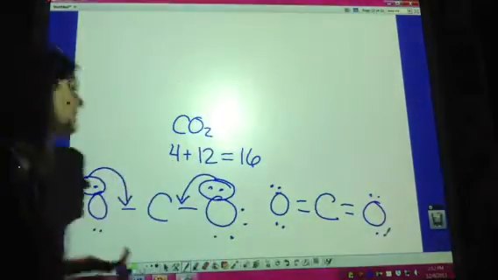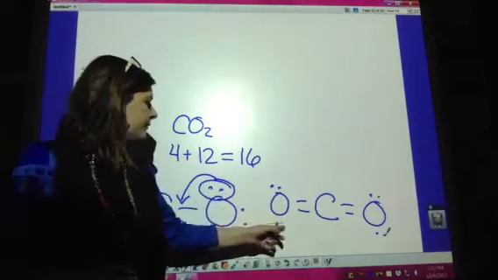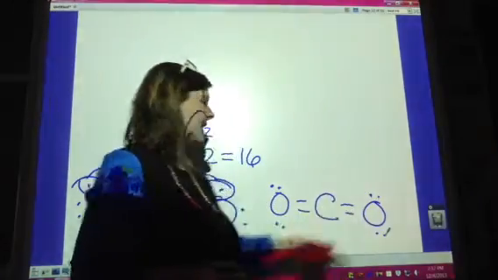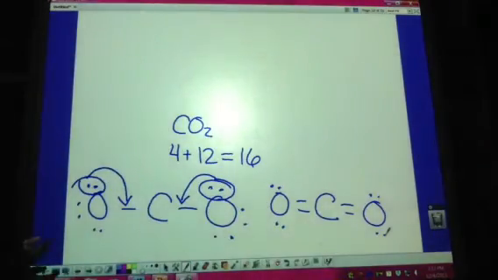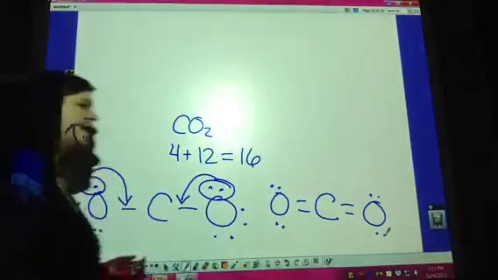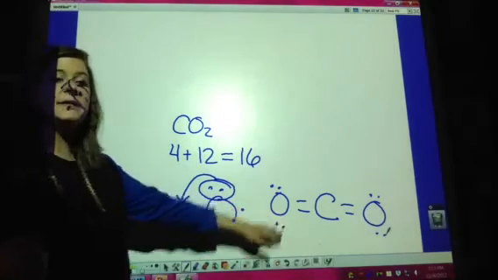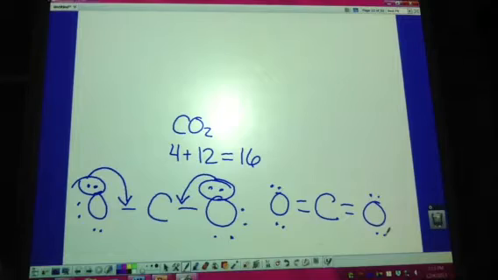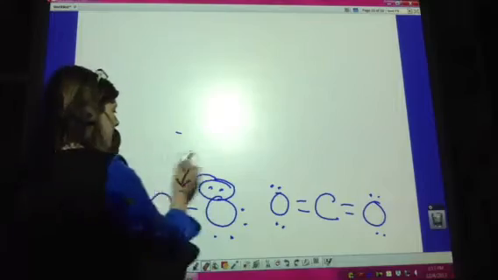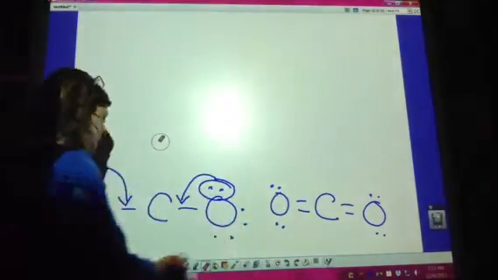Let's check this. In this case, oxygen has 1, 2, 3, 4, 5, 6, 7, 8. It has 8 around it. And the other, 1, 2, 3, 4, 5, 6, 7, 8. So I see that the oxygens have that stable octet. I also see that carbon has that stable octet. So this would be my Lewis structure for carbon dioxide. And we could calculate formal charge on this as well. Let's do that because it's a really good way to check that the other one wasn't right at all, but this was the one that I really wanted.